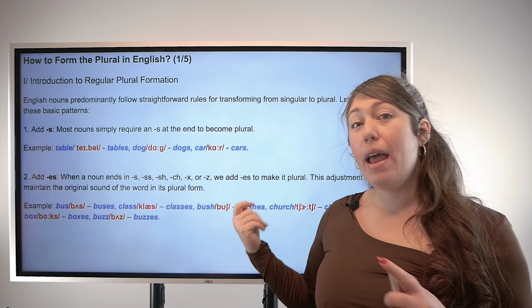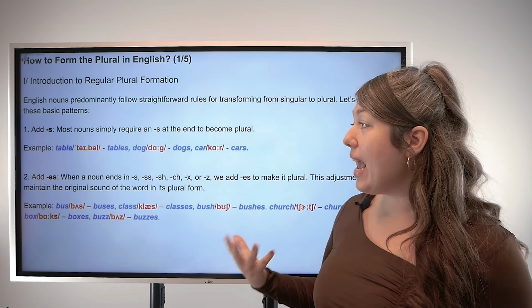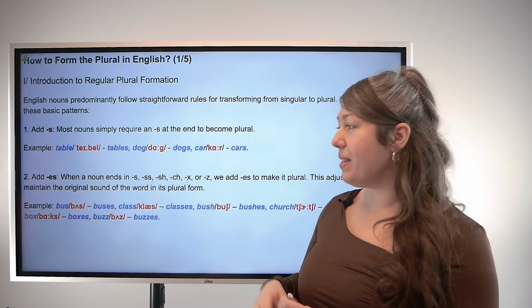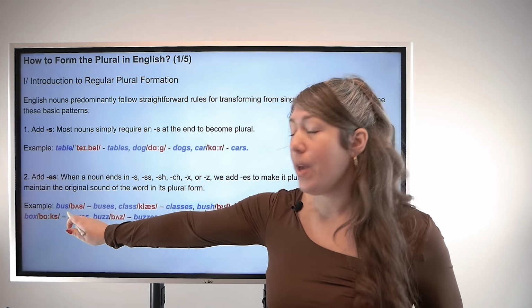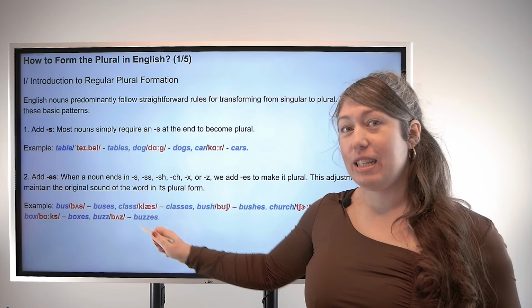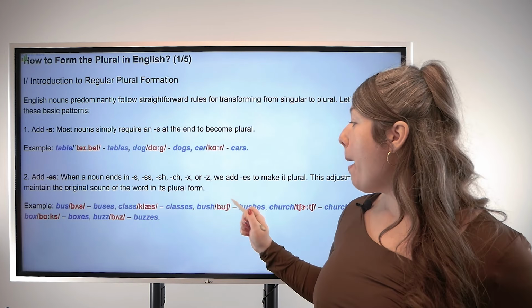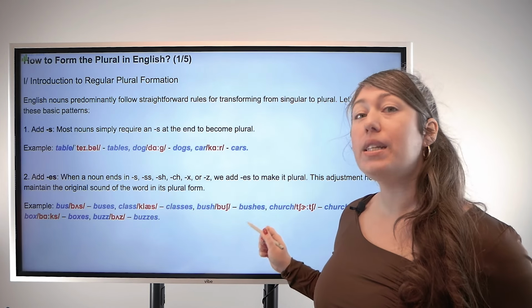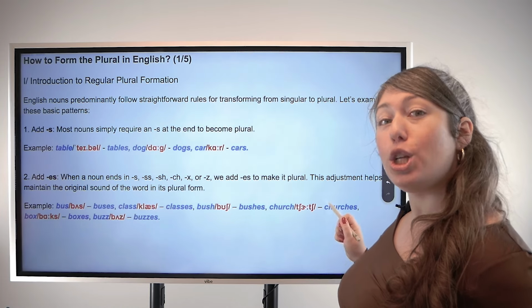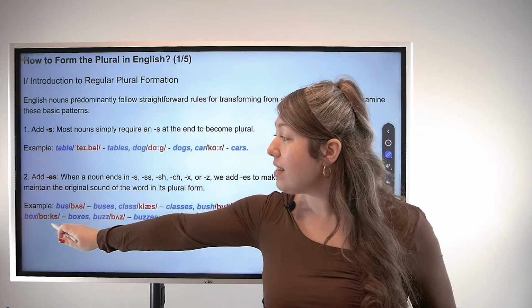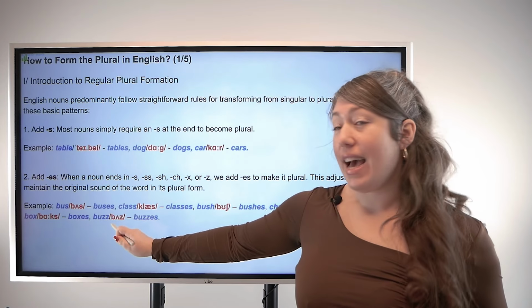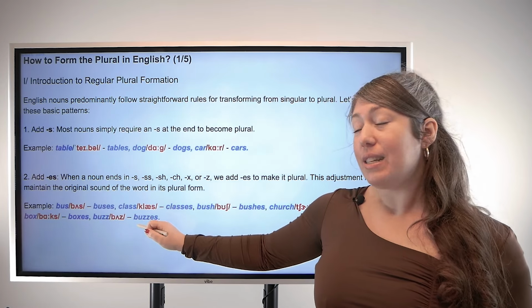X, or Z. And we do this so that we can maintain the original sound of the word in its plural form. Let's look at some examples. Bus, we add ES, becomes buses. Class, we add ES, becomes classes. Bush, we add ES, becomes bushes. Church, add ES, becomes churches. And box, we add ES, becomes boxes. Buzz, add ES, becomes buzzes.